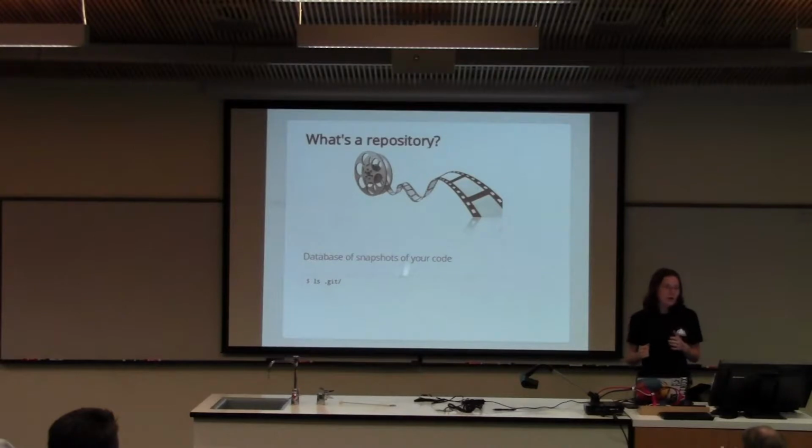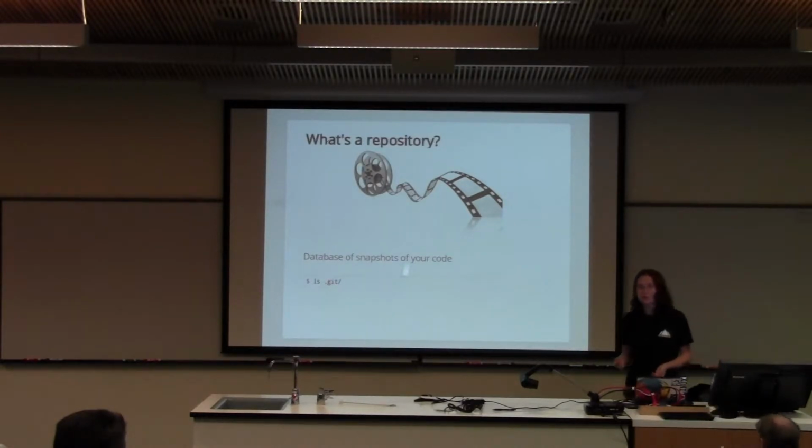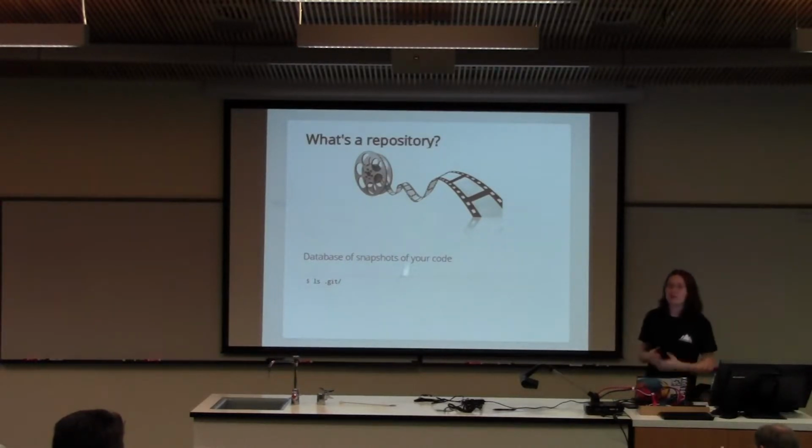So a repository is that database of snapshots that have happened to your code. It contains the entire history of your project. The repository is stored in a directory within the top level of your project, that's the .git directory. You can use ls on your .git directory to see what's in it.